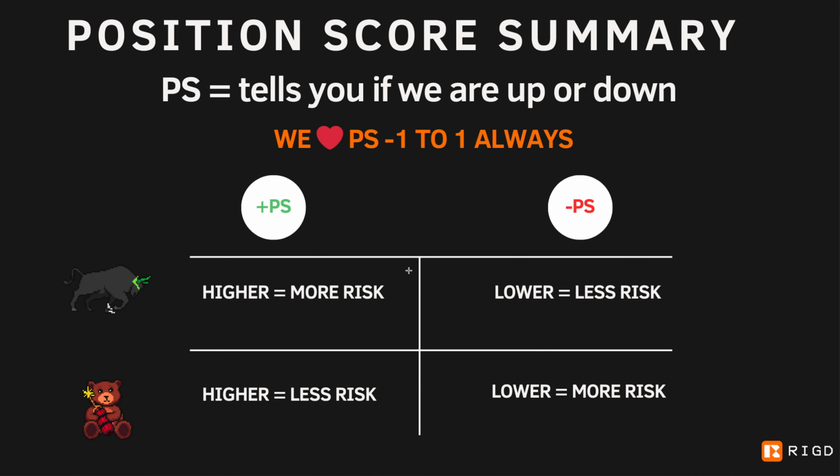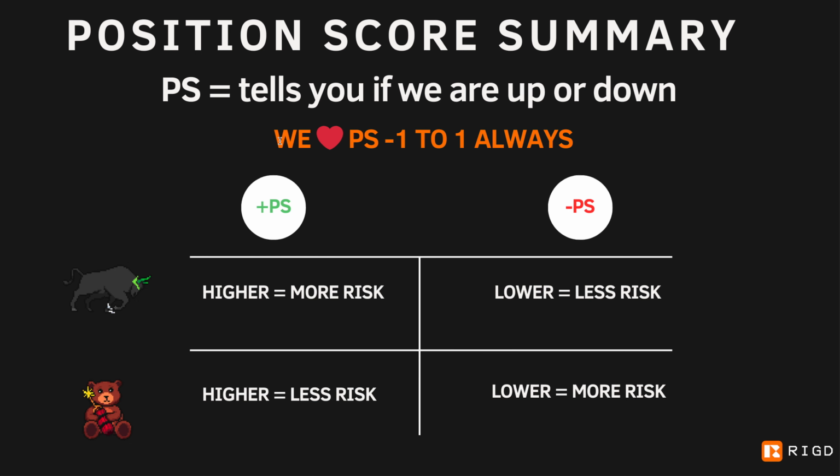All right, baby, quick summary for everyone. Position score summary. PS, the value will tell you if we are up or down on the day. Positive values means we are up from the blue, up from the low. Negative values means we are down from the blue, down from the high.